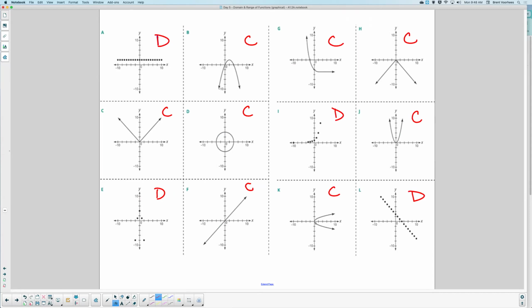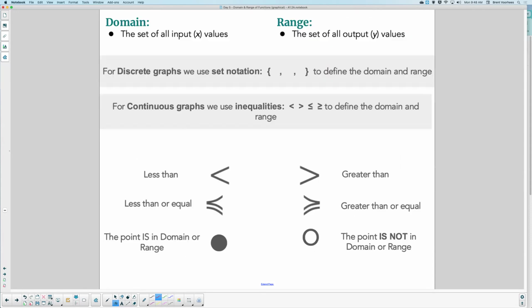Big math words, discrete and continuous. What are the easier words to remember? Dotted or connected. Yeah, there we go.